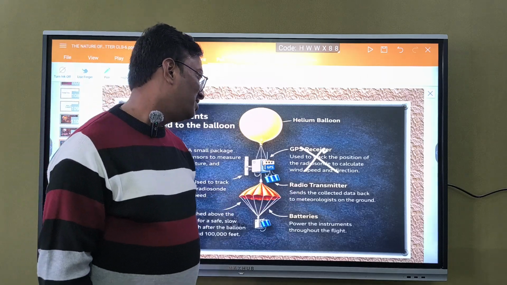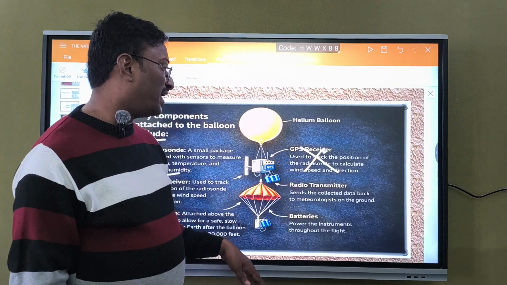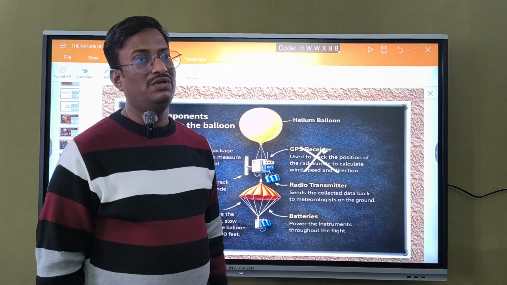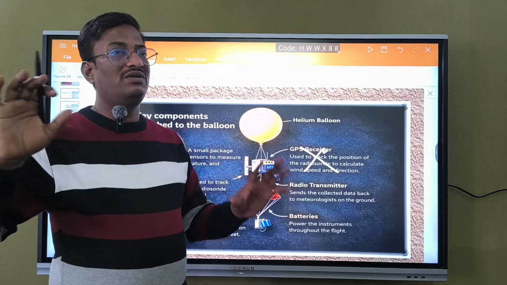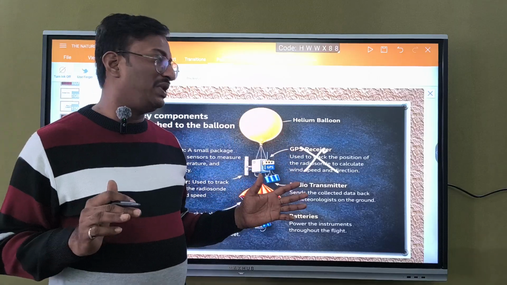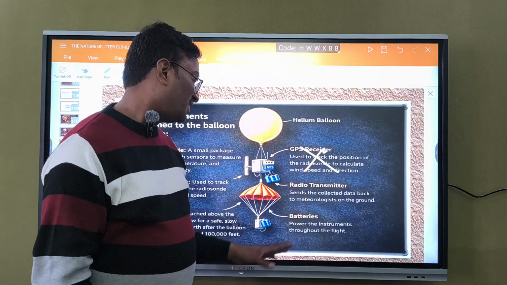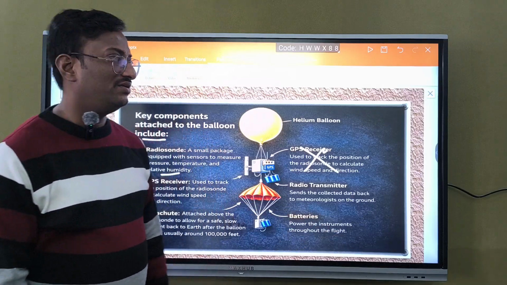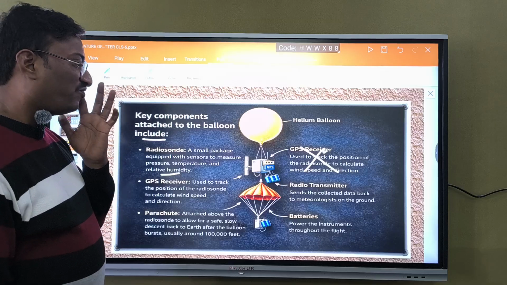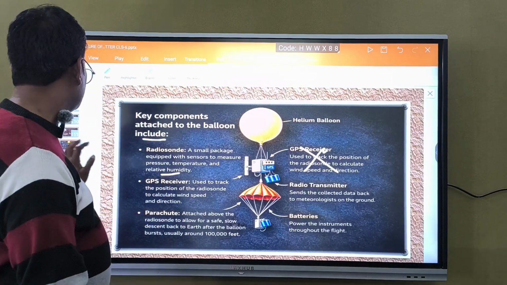A radio transmitter sends the collected data back to the meteorologist on the ground. They will read the data and display the weather report. Batteries are used to power the instruments through the flight. Flight means in the air. So this is the use.